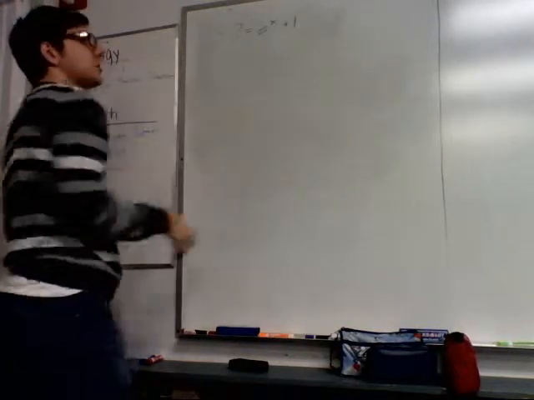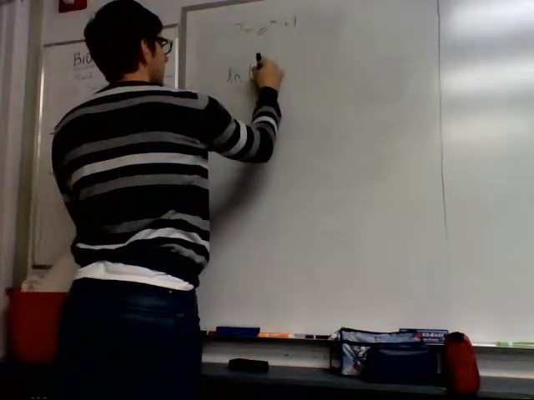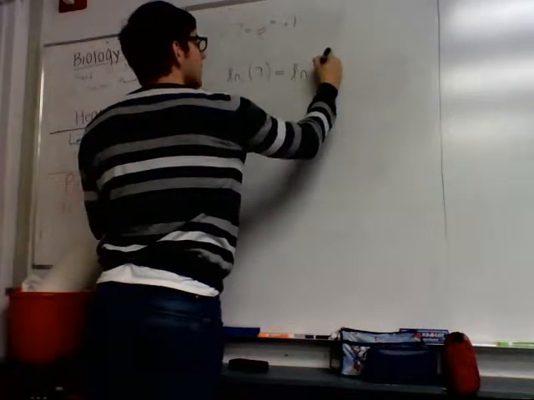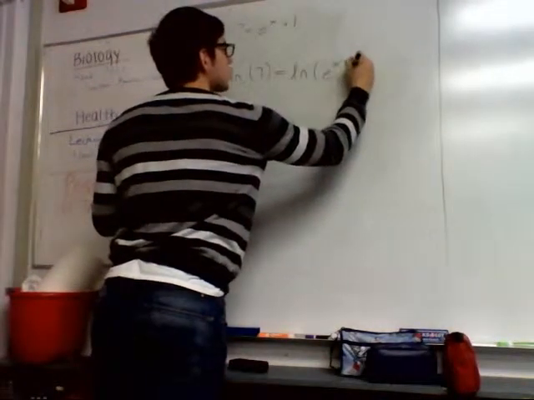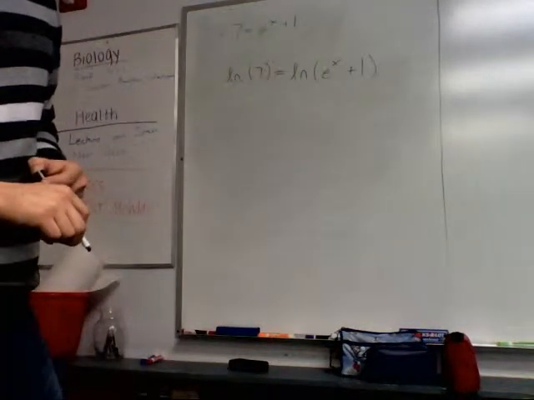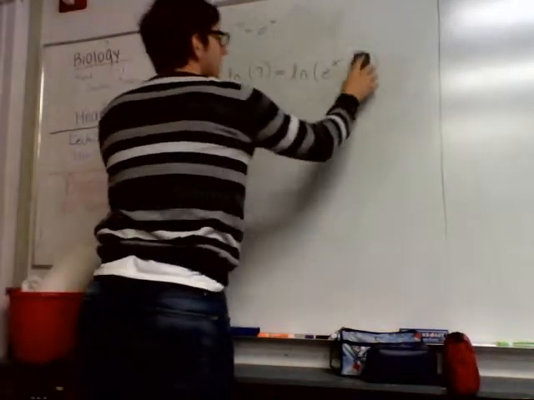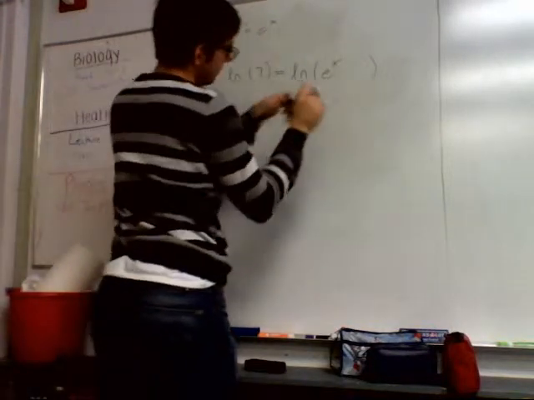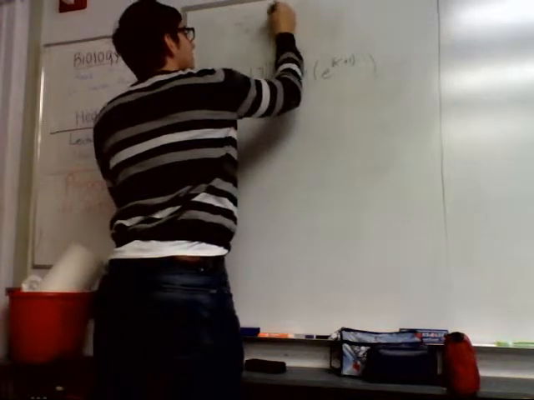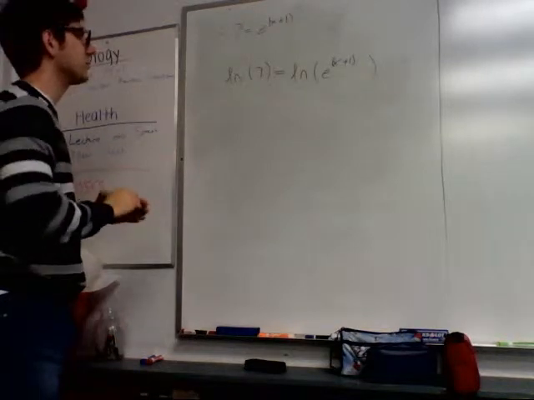So to get rid of e to the x, we have to do a log function. So we'll take the log of both sides here, okay? So ln of 7 is equal to ln of e to the x plus 1, okay? Oh, it's x, I'm sorry. So it's not x plus 1 or e to the x plus 1, it's e to the (x plus 1), all in parentheses. My apologies for goofing that up a little bit. Okay, so that kind of makes it a little simpler.